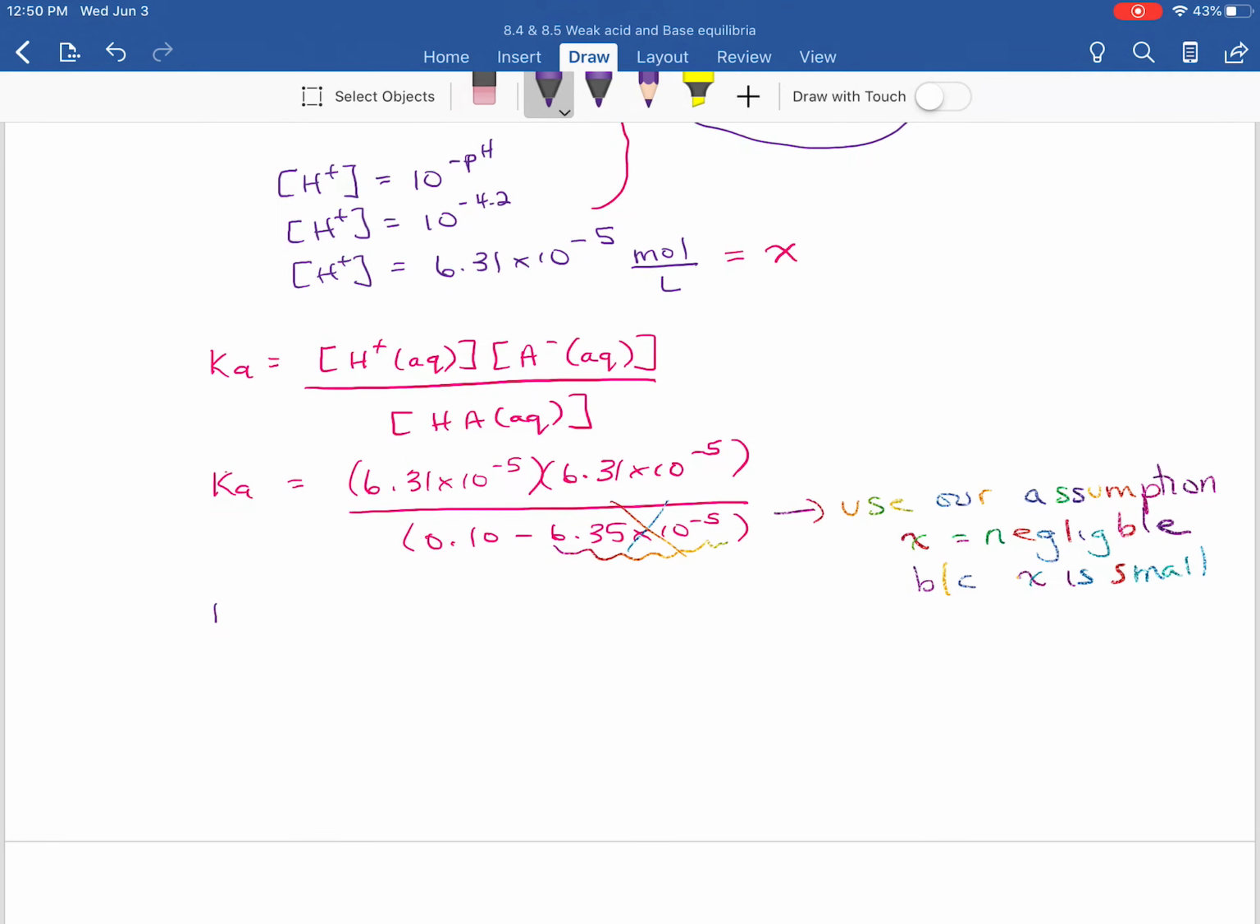All right, so if I go back to Ka equals 6.31 times 10 to the negative 5 squared, because I just squared them, over 0.10 because I nullified that. And when I do that math, Ka equals 4.0 times 10 to the negative 8. We're going to two significant digits because that was the measured quantity in our question.